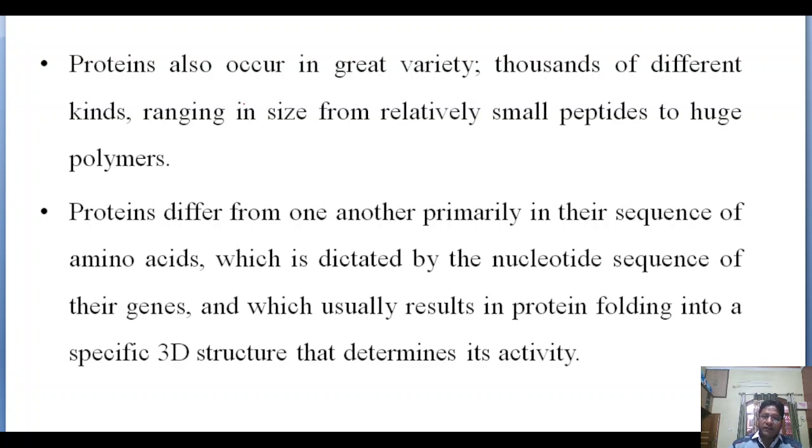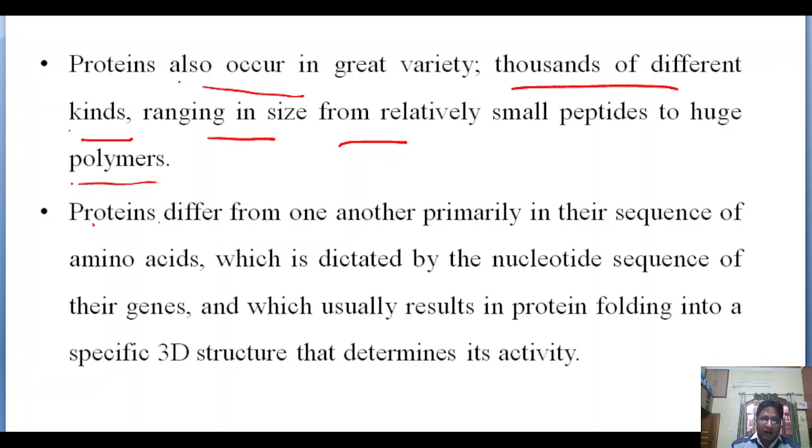Now, proteins occur in great variety. As we have seen, they are involved in various cellular functions, so thousands of different types of proteins are found in a cell or in an organism. These thousands of different proteins also vary in size. They can be small peptides of 3 to 4 or 10 amino acids, or huge polymers where thousands of amino acids are linked to form a protein. So protein size varies from a few amino acids to thousands of amino acids.